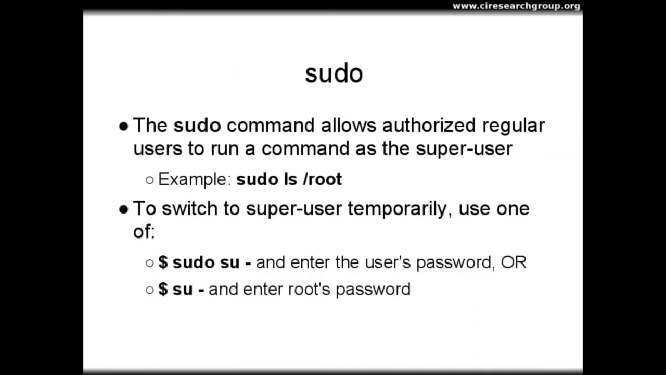On systems where the root user account has been disabled, or on systems where the administrator would like to disable the root account, the sudo command allows authorized regular users to run a command as the superuser. So, for example, we could find the listing of root's home directory by typing sudo ls /root. To switch to the superuser temporarily on one of these systems, sudo su - and entering the user's password would allow the user temporarily to become the root user, even if the root account is disabled. On systems where the root account is enabled, su - has the same effect, except that root's password must be entered instead of the user's password.